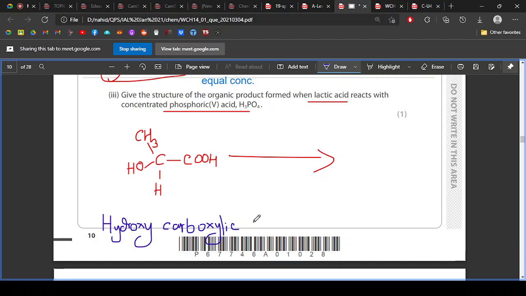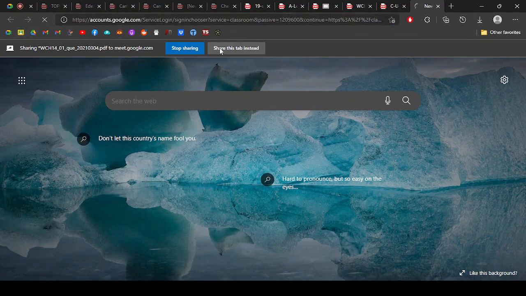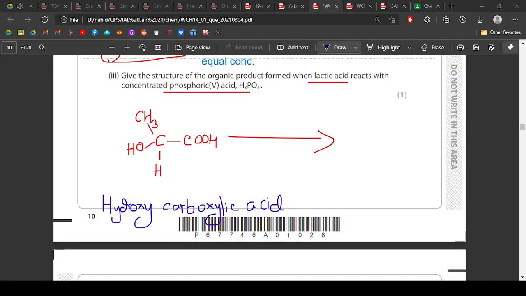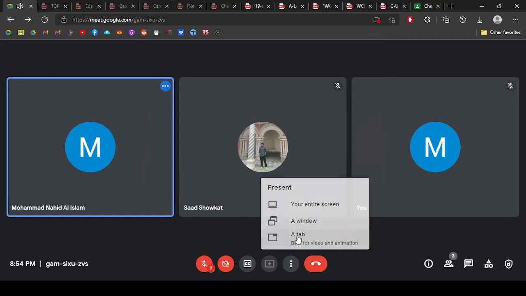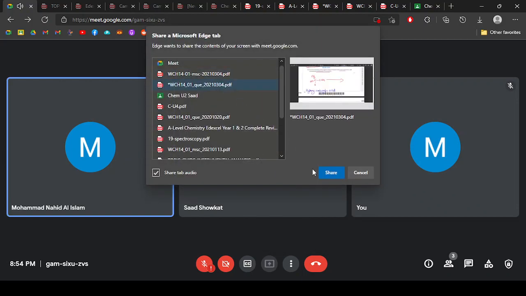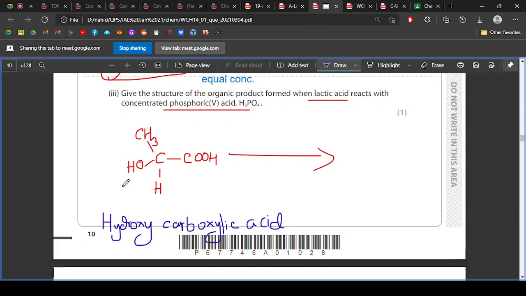Okay, wait, I made a mistake here. So here, the compound that you can see is a hydroxycarboxylic acid, so it has both an OH group and a COOH group. Did I stop sharing my screen? Sorry. Yeah, you can see the question. So the compound here has both an OH group and a carboxylic acid group.